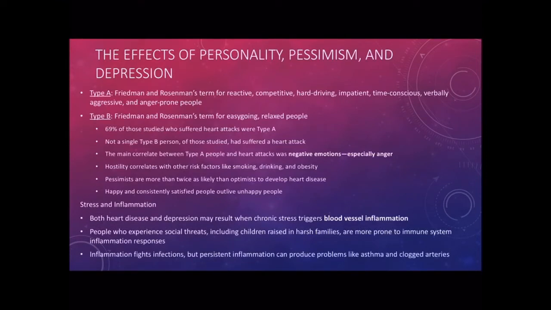And then as it pertains to stress and inflammation, heart disease and depression can result when chronic stress triggers blood vessel inflammation. And then people who experience social threats, including children raised in harsh families, are more prone to immune system inflammation responses. Inflammation does fight infections, but if you have persistent inflammation, that can produce long-term problems like asthma and clogged arteries.